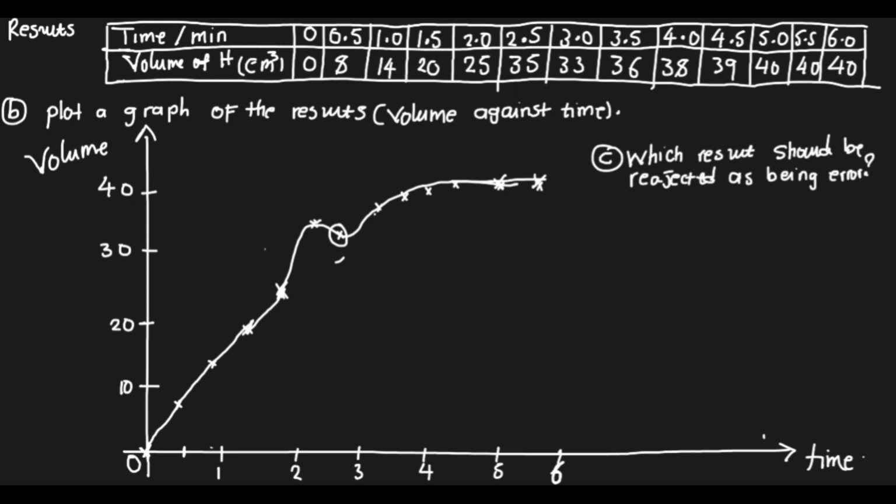So according to my observation, I don't know if it's my graph, but I think the error was this point here, because if we are to draw this line, we can see the way it is moving. So this is how the reaction was supposed to move. So this is our error here.